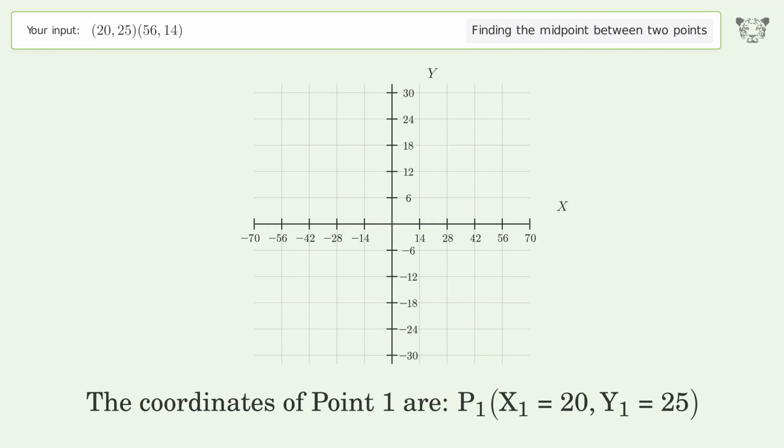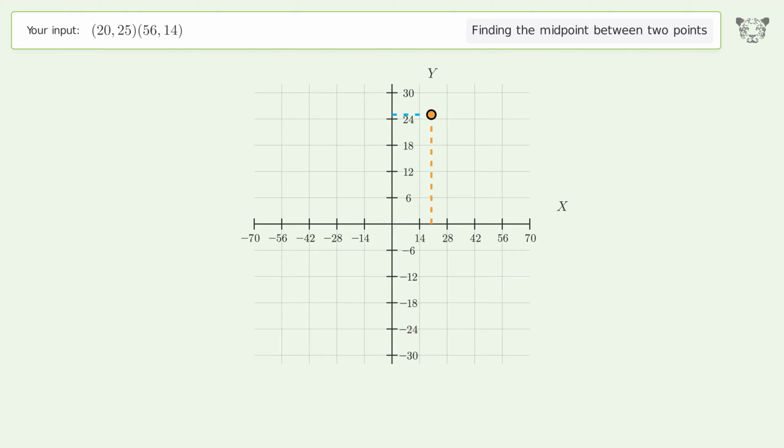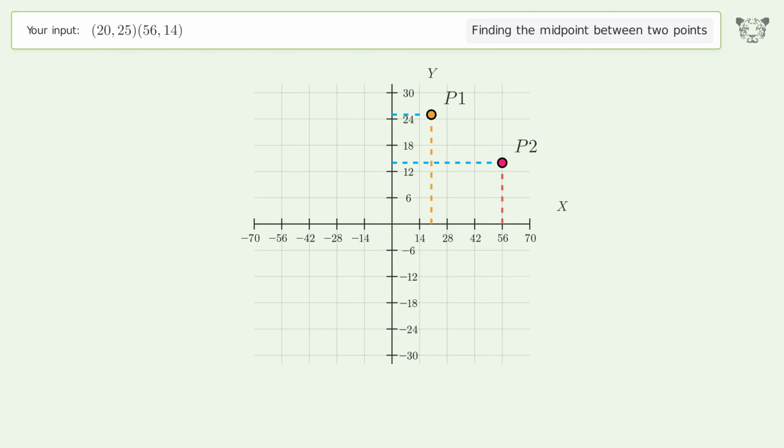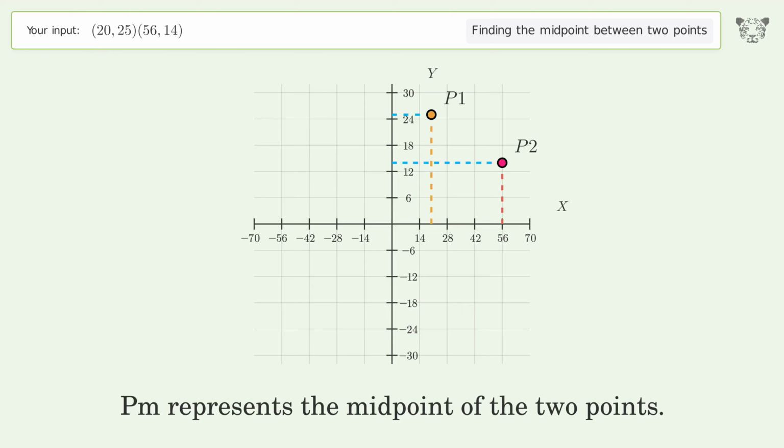The coordinates of point 1 are, x1 equals 20, y1 equals 25. The coordinates of point 2 are, x2 equals 56, y2 equals 14. PM represents the midpoint of the 2 points.